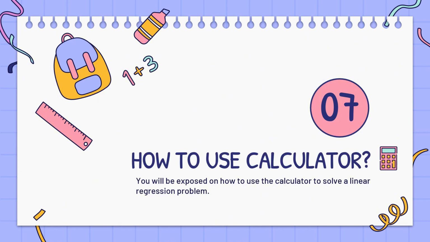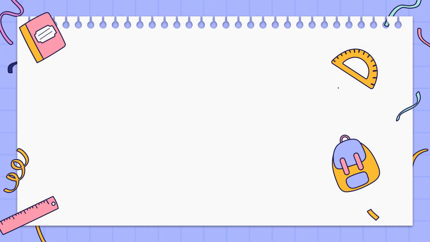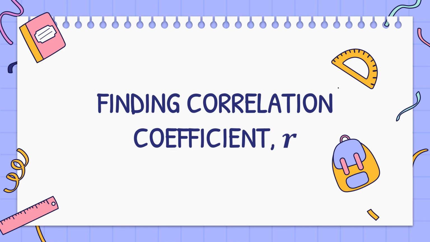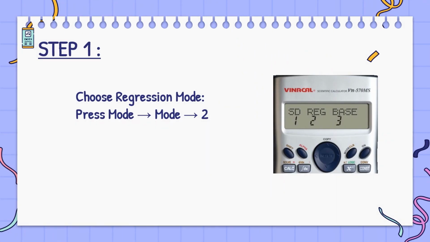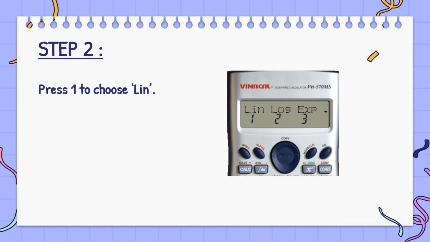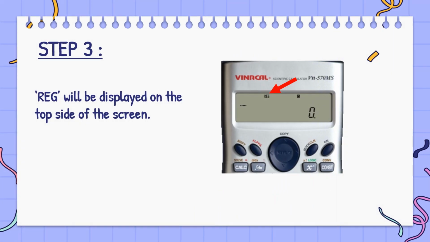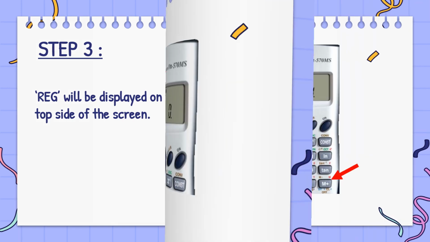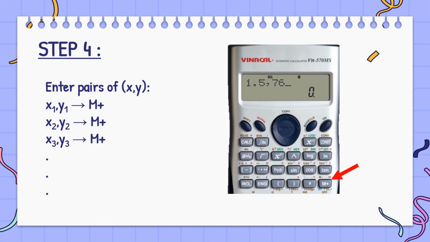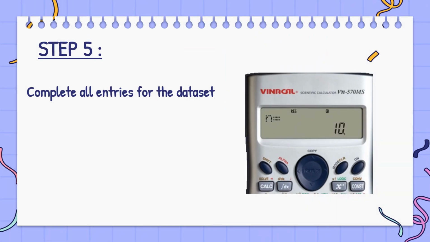How to use the calculator. You will learn how to use the calculator to solve a linear regression problem. Finding the correlation coefficient, R. Step 1. Choose regression mode. Press Mode 2. Step 2. Press 1 to choose Lin. Step 3. REG will be displayed on the top side of the screen. Step 4. Enter pairs of X, Y. Step 5. Complete all entries for the dataset.